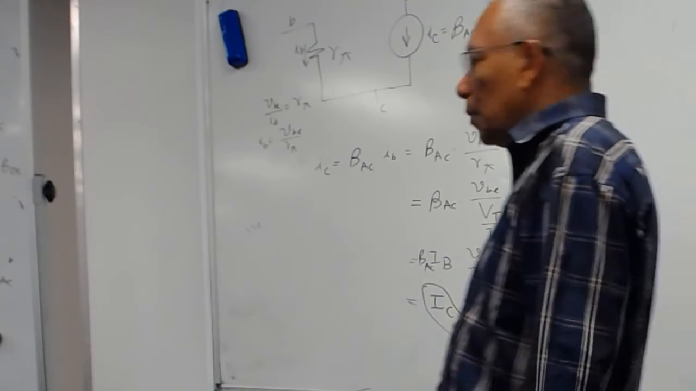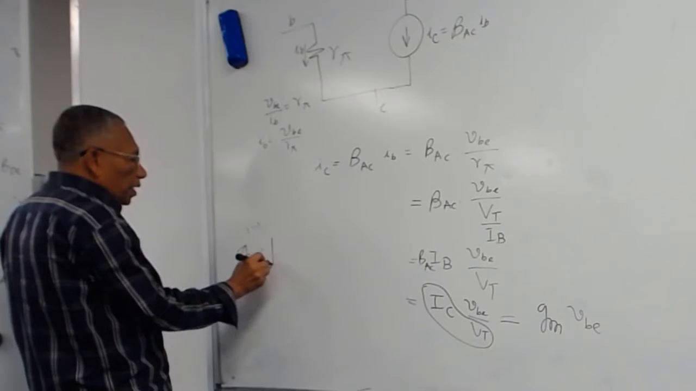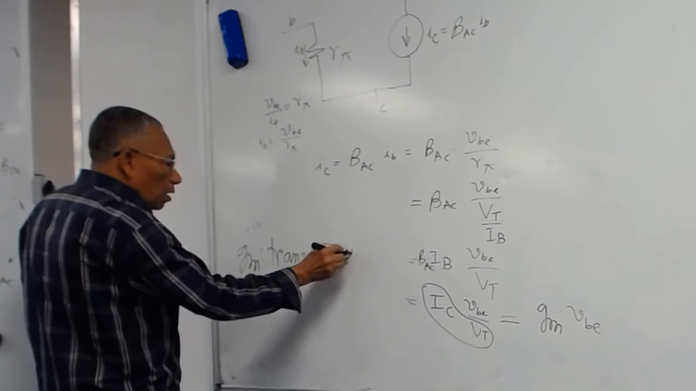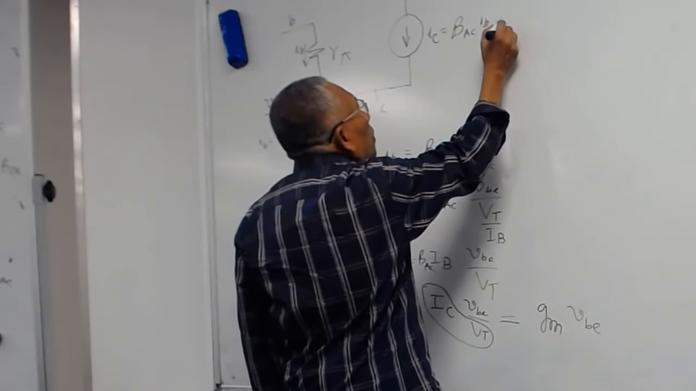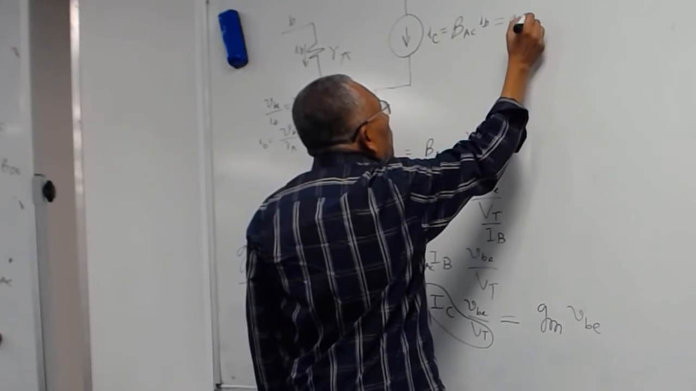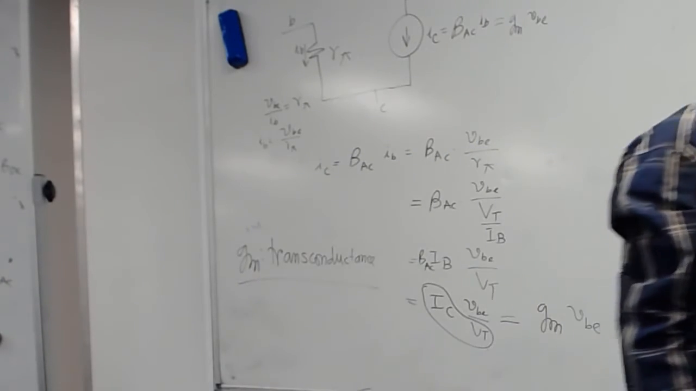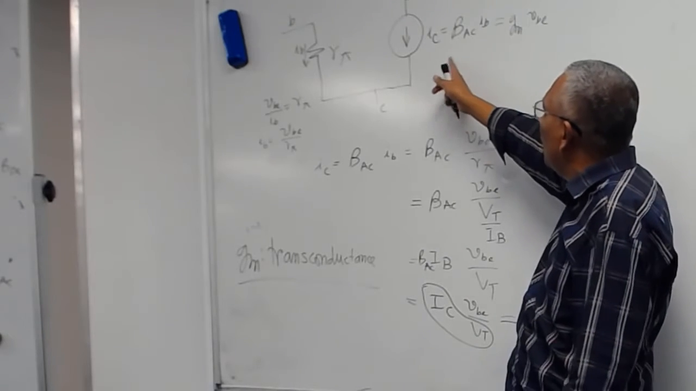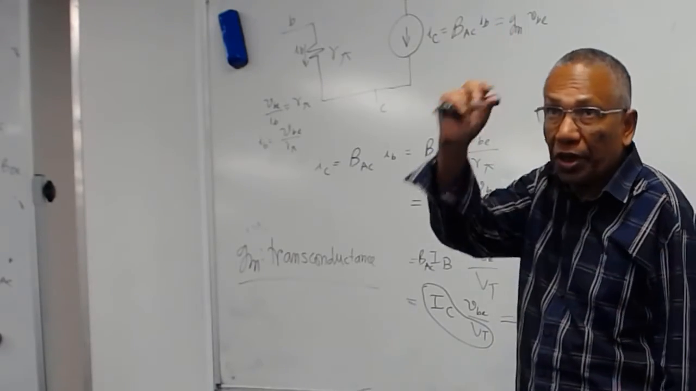What does gm stand for? I'm writing down. gm stands for transconductance. So you can write IC equal to gm into VBE. So this is the complete pi model where you have the collector current represented in terms of base current, collector current represented in terms of base emitter voltage, small signals.